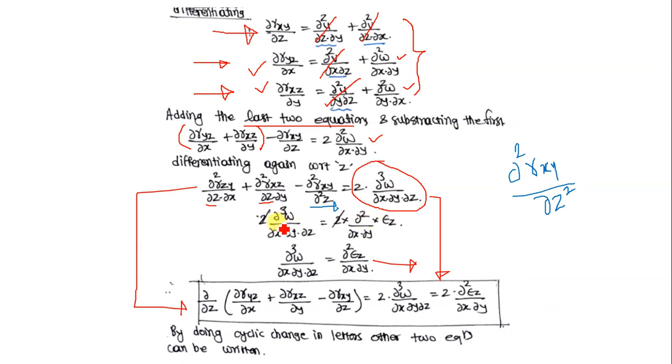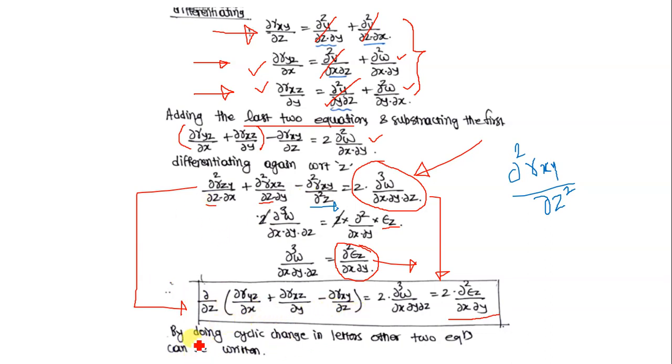Now I will replace ∂w/∂z from this equation by epsilon z. Now 2 will get cancelled. So it gives us the relationship between ∂³w/∂x∂y∂z and epsilon z, which is equal to ∂²epsilon z/∂x∂y. And here we will replace the right hand side of the equation by this term, like this. Here it is replaced, and the left hand side remains as it is.